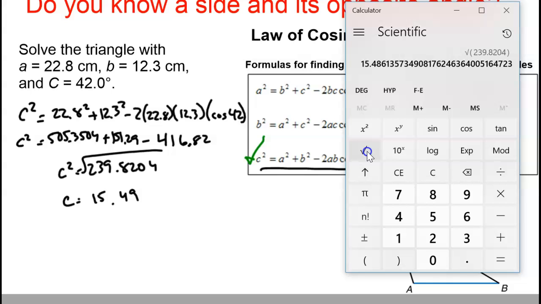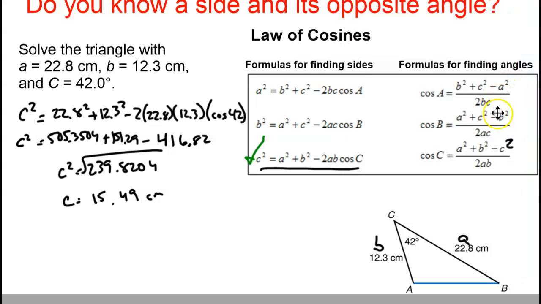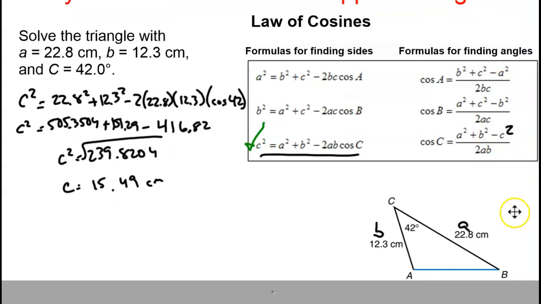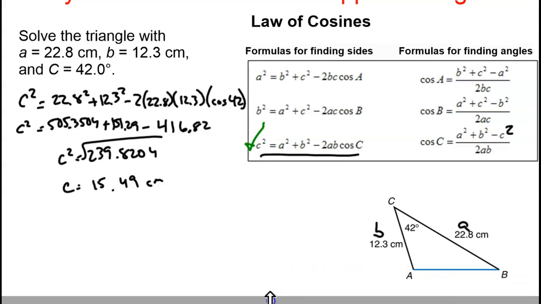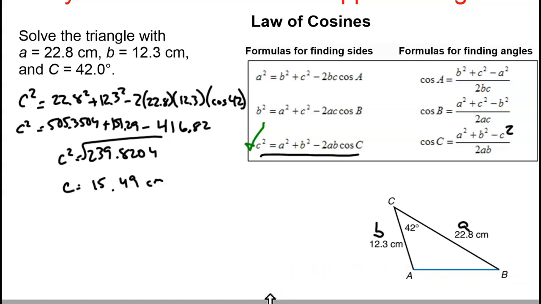And this is in centimeters. Okay, let's go back and make sure that this makes sense for our triangle. And yeah, that would make sense. So 15.49 centimeters is C.